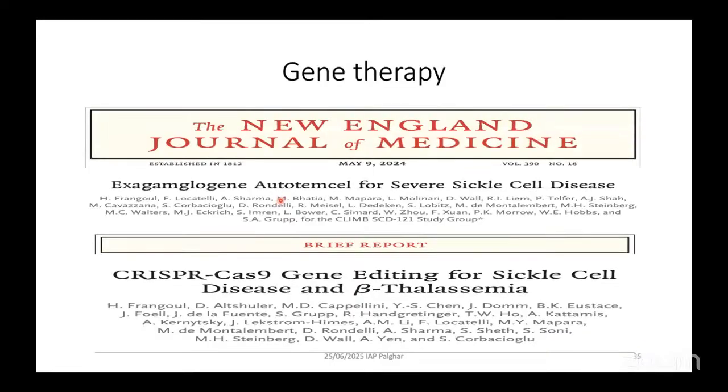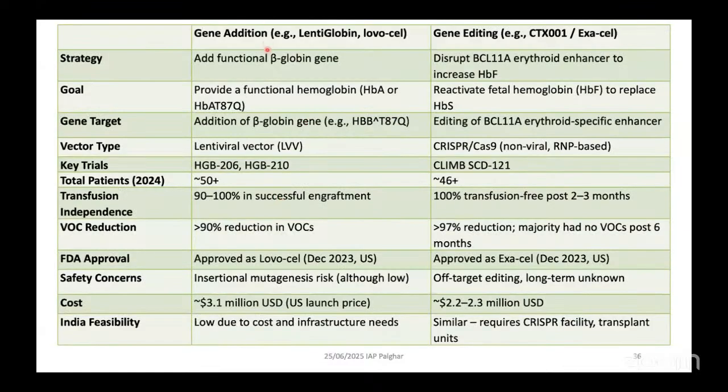Now the era of gene therapy is coming. There are two FDA approved gene therapies, which are currently not available in India. The methods are either gene addition or gene editing. Gene addition is when we introduce the healthy gene from a donor. And gene editing is when we use a technology called CRISPR-Cas9, in which the affected gene is edited. Both of these are FDA approved with more than 90% success rate with reduction in complications.